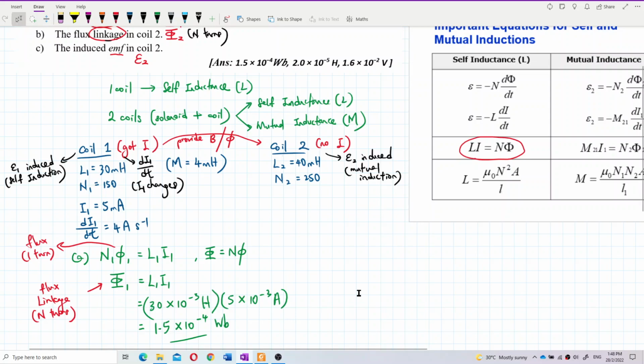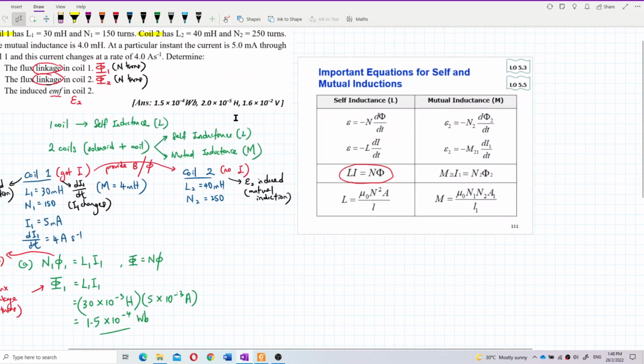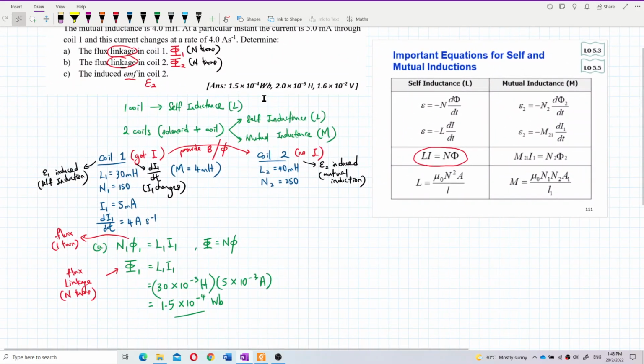So what is the answer? 1.5 exponent -4 weber. That's correct. Okay, that's correct.